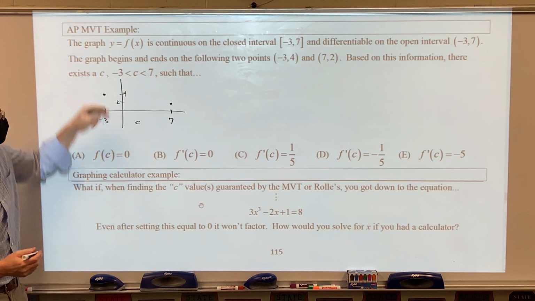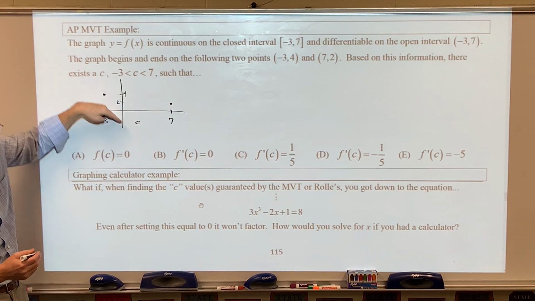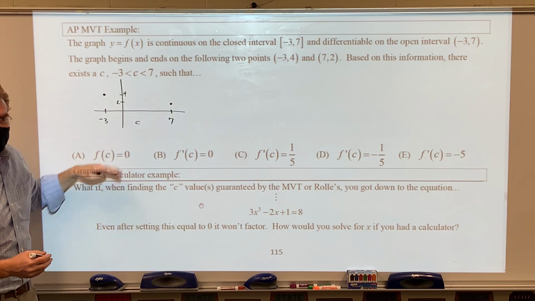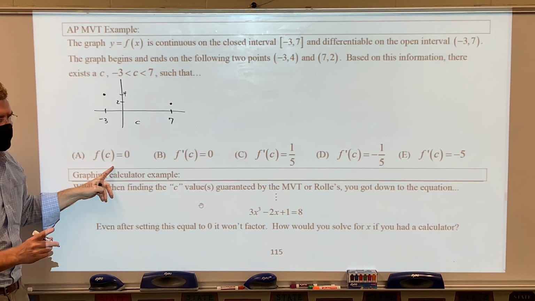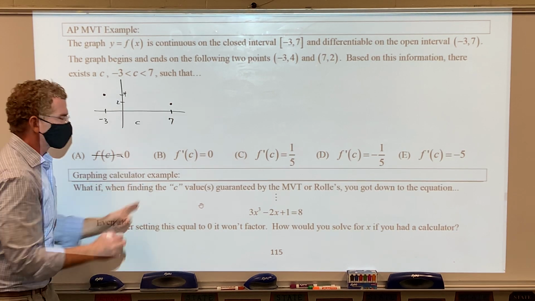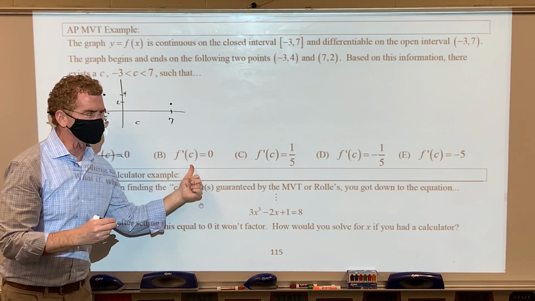No. Now, it could, right? It could come down there and hit 0 a bunch. And if it did, by the way, it would have to hit twice or bounce, right? But there's no guarantee on that, right? It says value of c, not derivative. And even if it did say derivative, what about this derivative? Is there a guarantee? No. When is that guaranteed?